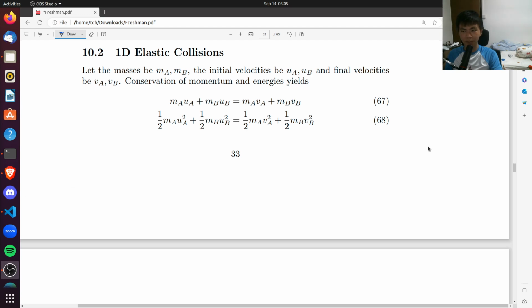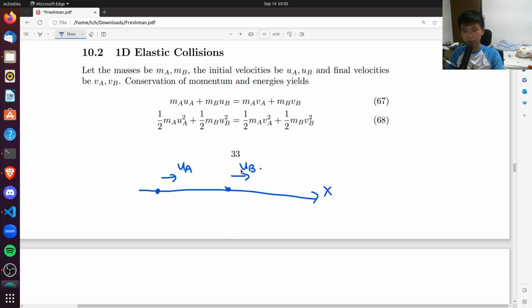Okay, so for 1D elastic collisions, we have two masses moving along a 1D line. If I label the axis as rightward positive, then their initial velocities are UA and UB, taking rightward to be the positive direction for the vectors. Then after colliding, let their final velocities be VA and VB, with the same axis.